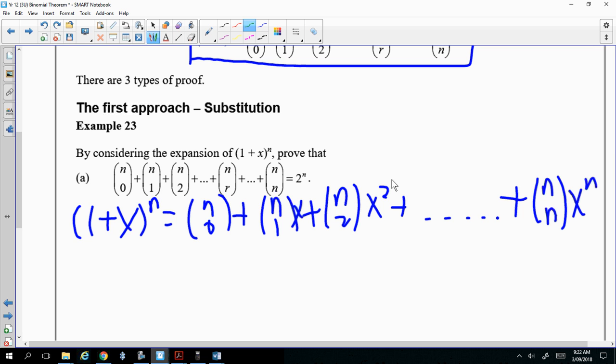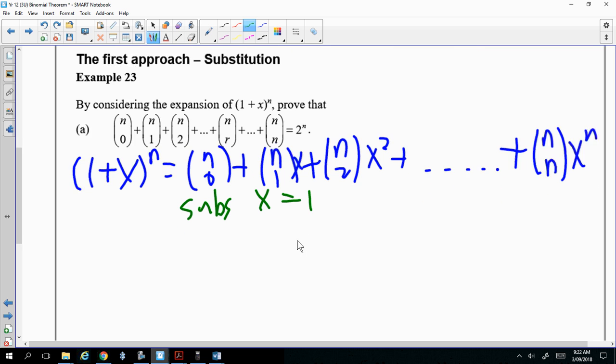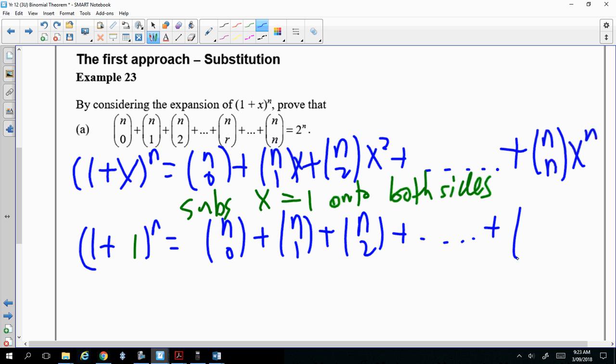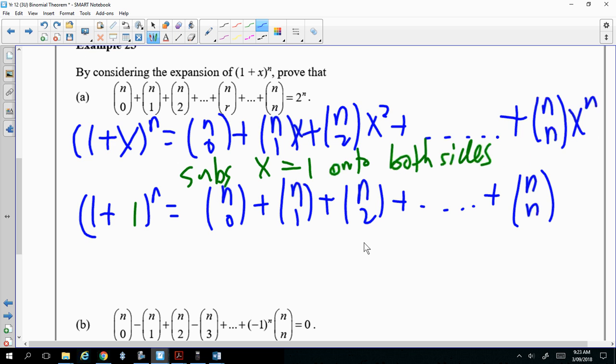And if you do that, the x will be gone. And then you will have 1 plus 1 to the power n. That will be n0, n1, n2, and n. Yep, like that. Now, what's 1 plus 1 is 2. 2 to the power n. Now we'll prove the result. Right? That the sum of these binomial coefficients gives you powers of 2.